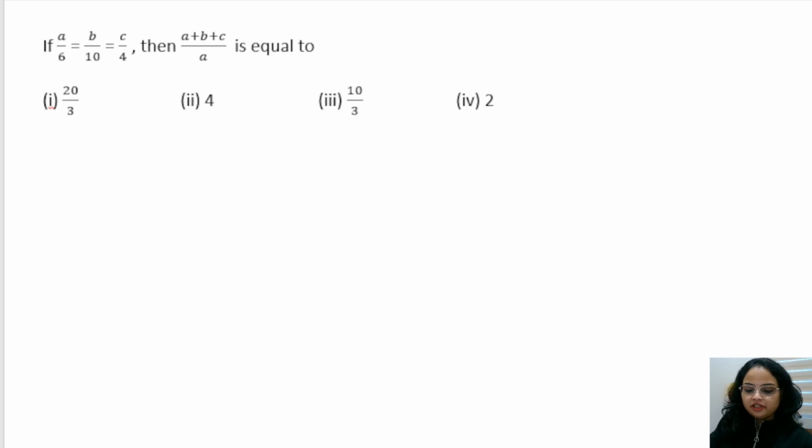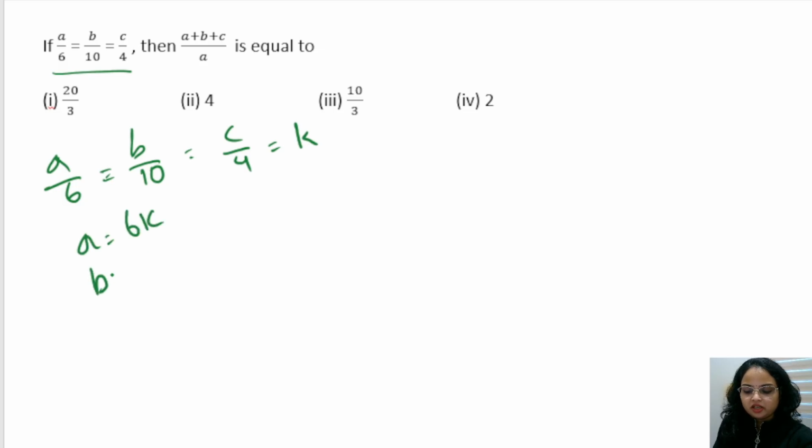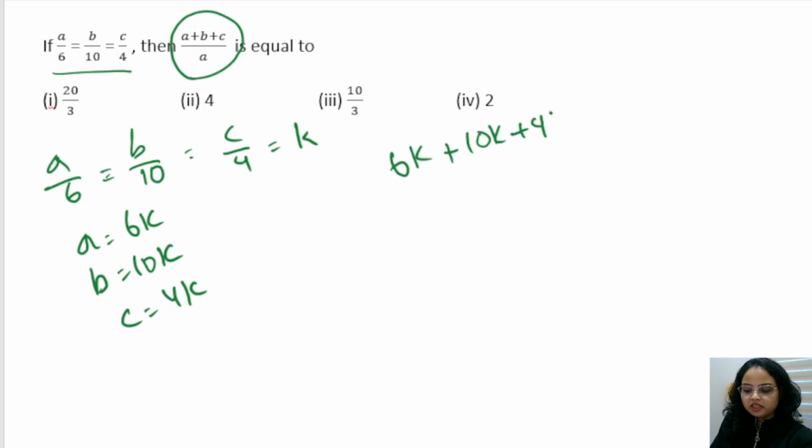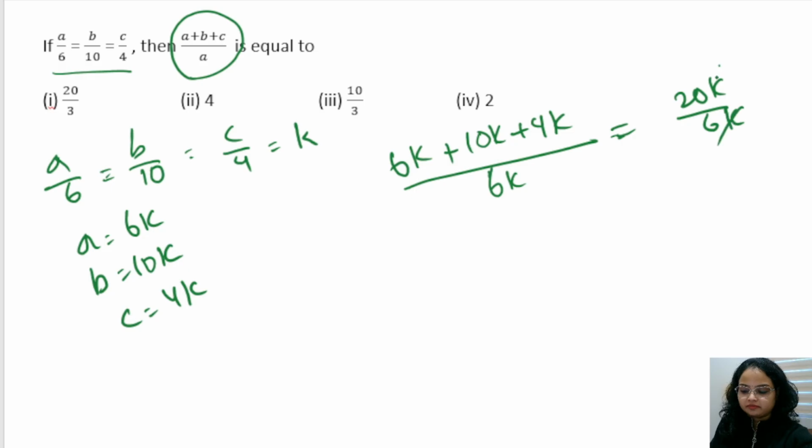Next one. If A by 6 is equal to B by 10 is equal to C by 4. So here we will take A by 6 is equal to B by 10 is equal to C by 4 is equal to K. We will assume this one. So here A is equal to 6K and B is equal to 10K, C is equal to 4K. We will substitute these all in this one. It is (6K plus 10K plus 4K) divided by A, it is 6K. It is 20K by 6K. Okay, K and K will be cancelled. It is 10 by 3.